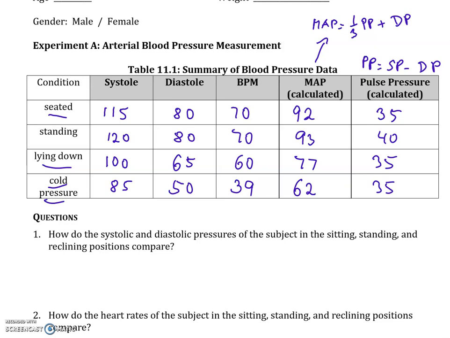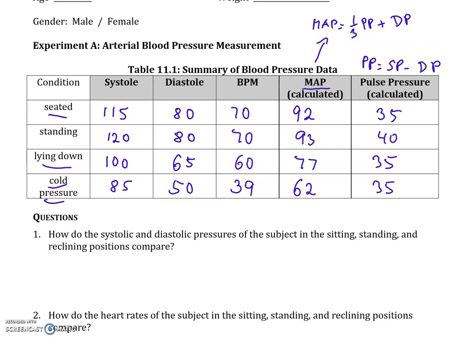And then the mean arterial pressure, you can use either this formula or the other one. It's up to you. Right here, I just put in, since we calculated the pulse pressure, it's easy to use 1/3 of the pulse pressure plus the diastolic pressure, and then you get the mean arterial pressure.